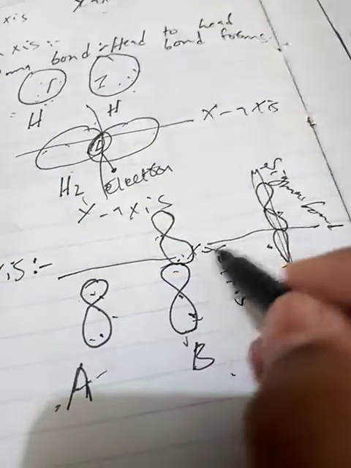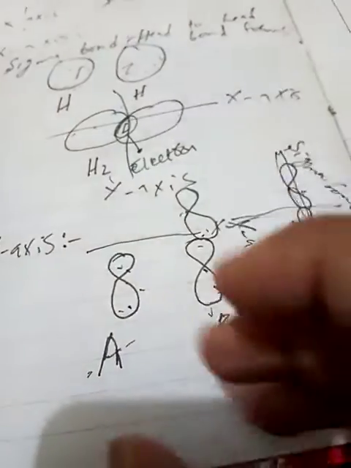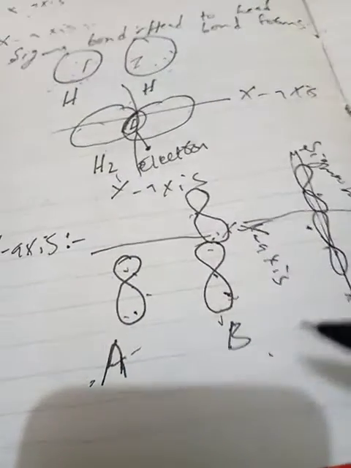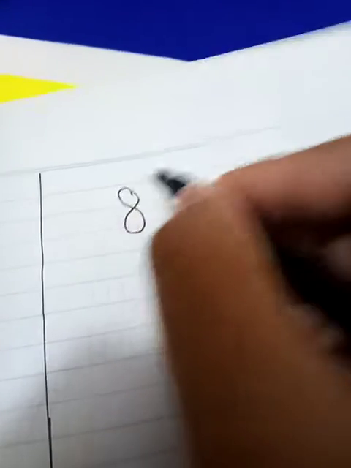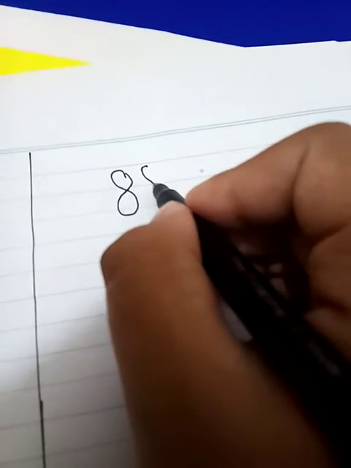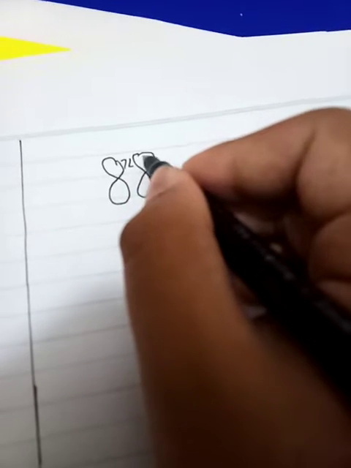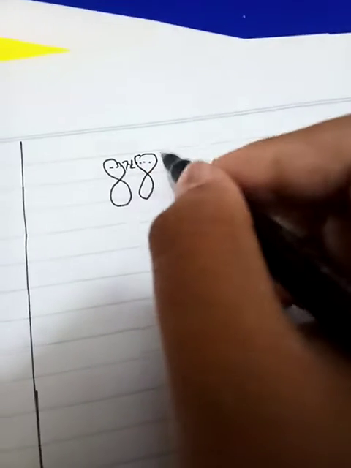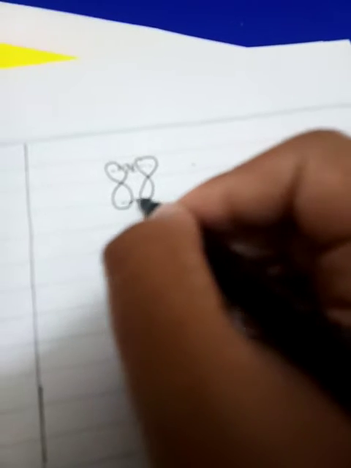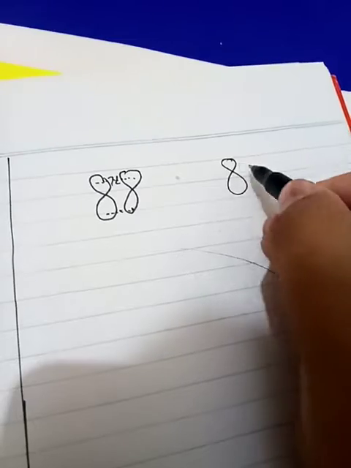Now if they have one more valency shell, or they are still incomplete, they will make another bond, but this bond will be side to side sharing. For example, this one is the p orbital, and this one is the p orbital. Electrons are here, so this will be sideways sharing. They are connected like this and like this.